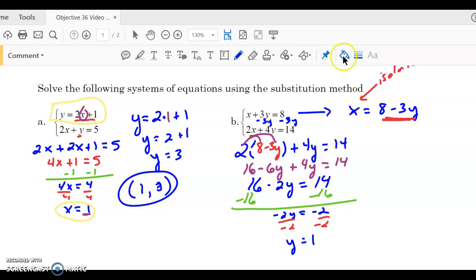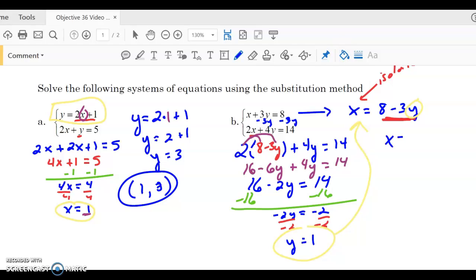And again, we want to figure out what x is as well. So we're going to go up to either equation you want. I'm going to go up to this equation up here, because x is isolated, and I'm going to substitute in for the y.